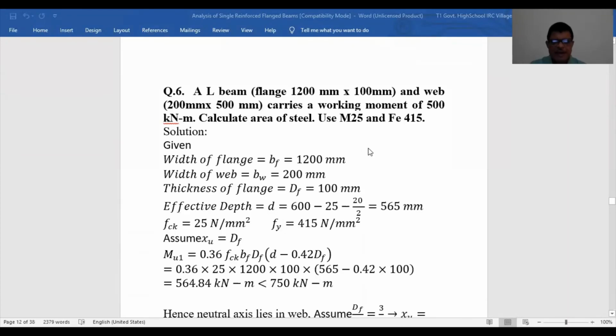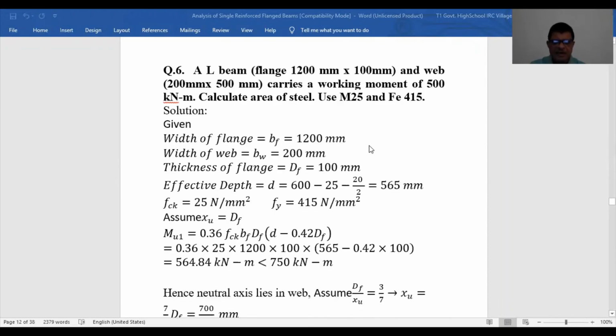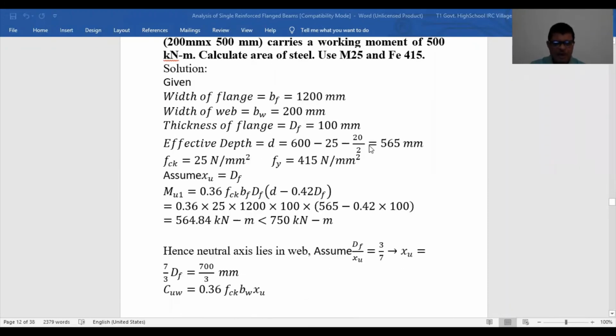And the second problem we'll find out in this problem, working moment again 500 kN, all the sections remaining same, and we'll find the similar problem. And you see first initial case, the moment of this wave, assume xu is equal to df, capacity of this your planes is coming 564, less than 750. That means neutral axis lies in wave. Now again assume df by xu is equal to 3 by 7 and do all the calculation as you have done in the previous problem.